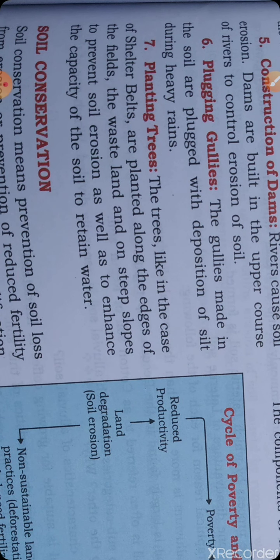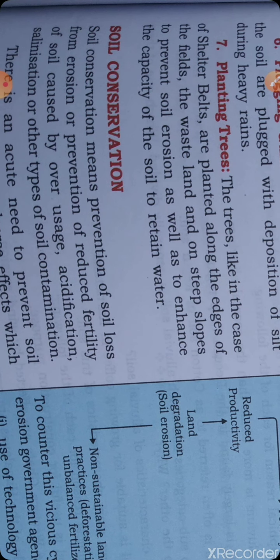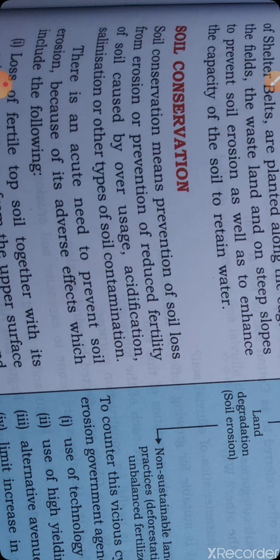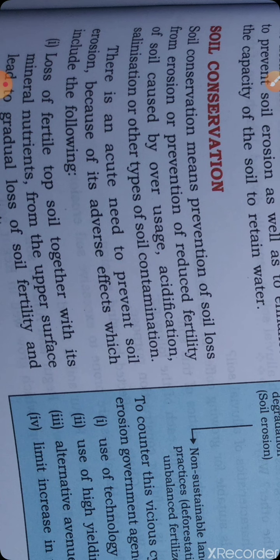The trees, like in case of shelter belts, are planted along the edge of the field, the wasteland, and on the steep slopes to prevent soil erosion as well as enhance the capacity of the soil to retain water. Soil conservation, I hope you all are familiar with. Based on these, you have to now find answers also, if you well understood.